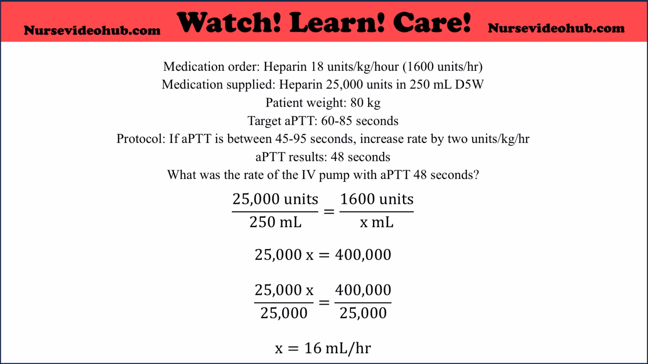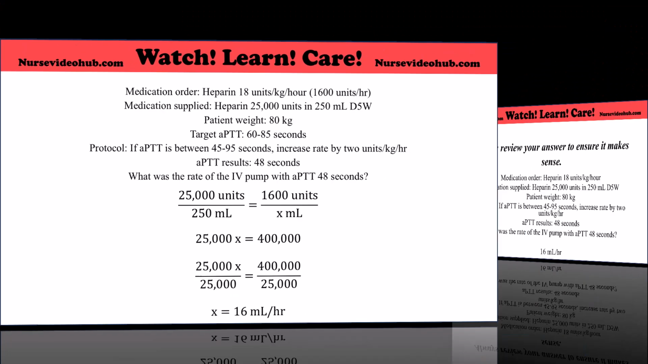Solve for the number of milliliters by cross-multiplying 25,000 units times X and 1,600 units times 250. That results in 25,000X equals 400,000. Divide both sides by 25,000 to solve for X. X equals 16 milliliters. Set the IV pump to deliver 16 milliliters per hour based on the aPTT result.